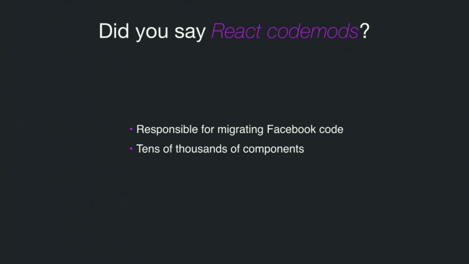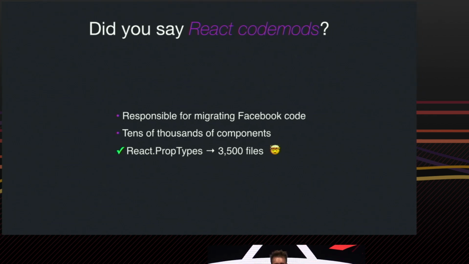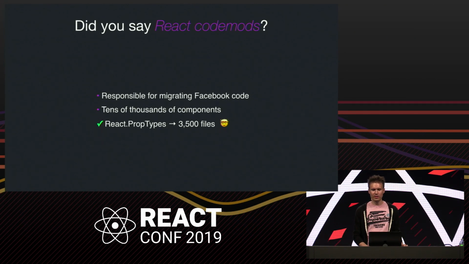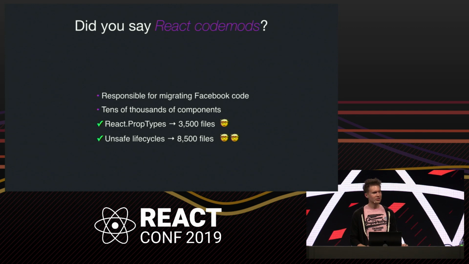While preparing for this talk, I looked back at a few of the APIs I've helped update since joining Facebook, and we couldn't have done it without codemods. Replacing React.PropTypes with the PropTypes package updated over 3,500 files. Renaming unsafe lifecycles updated almost 8,500 files. And replacing createClass usage with ES6 classes updated 20,000 files.